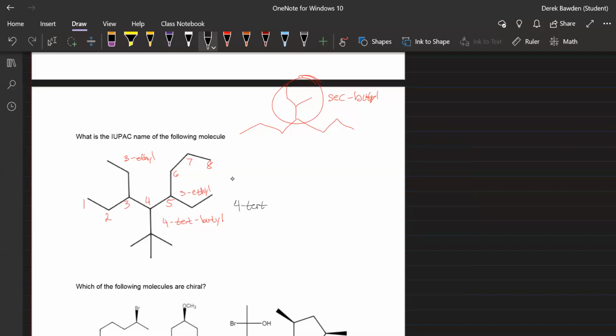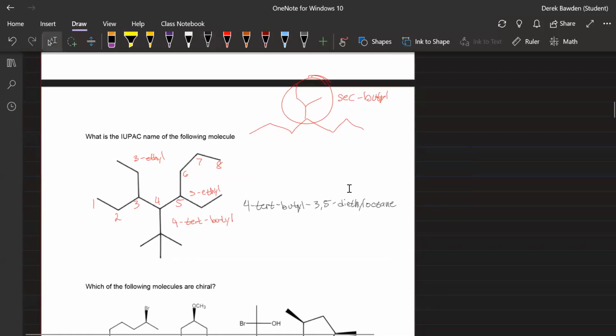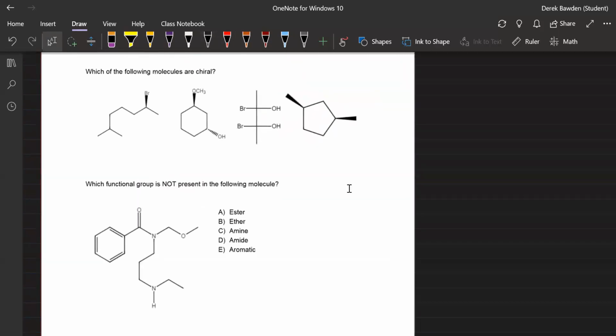So we've got 4-tert-butyl. What comes next? 3,5-diethyl. Perfect. Because we have 2 ethyls, we need to do 3,5-diethyl. And then our parent chain is octane, because it's 8 carbons long. Any questions on how I got that? All right, moving on. I'm sorry I'm having to go so fast, everyone.